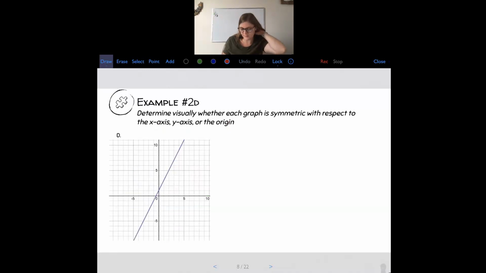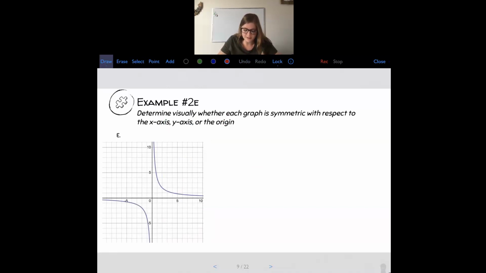Example 2d, determine visually whether each graph is symmetric with respect to the x-axis, y-axis, or origin. Again, x-axis, if we fold it in half, does what's above and below the x-axis coincide? No. Y-axis, if we fold this graph along the y-axis, is what's on the right and what's on the left, do they coincide? No. And the origin, if we were to rotate this graph 180 degrees about the origin, this would be something like this, so the answer would be no. Okay, so this would be none, or none of these.